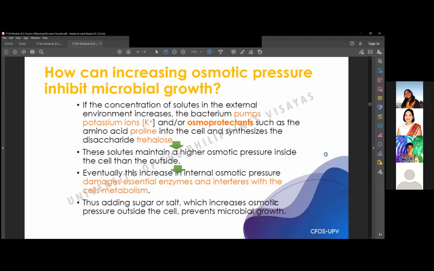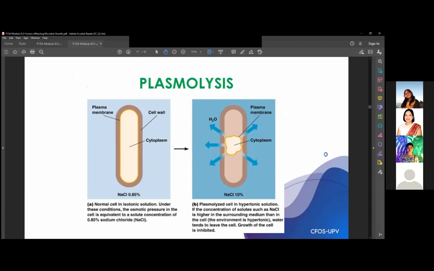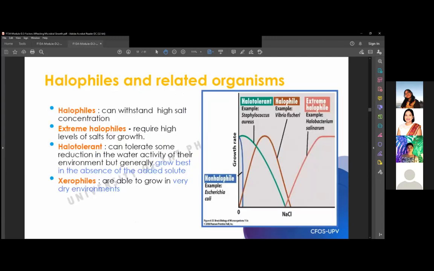So if we add salt or sugar, halimbawa sa marinating solution natin, pag may bacteria doon na present sa fish sample natin, most likely mamamatay din siya. Okay? Ito yung elaboration ng pinag-usapan natin earlier. Okay, next slide please. This one talks naman about the salt concentration. So, halotolerant, halophile, and extreme halophiles.